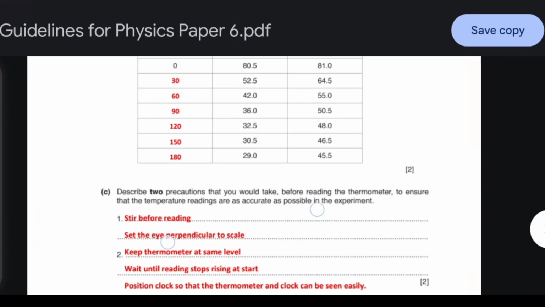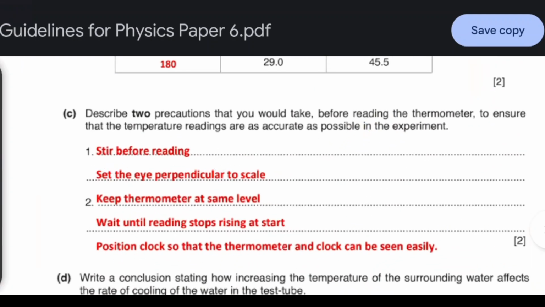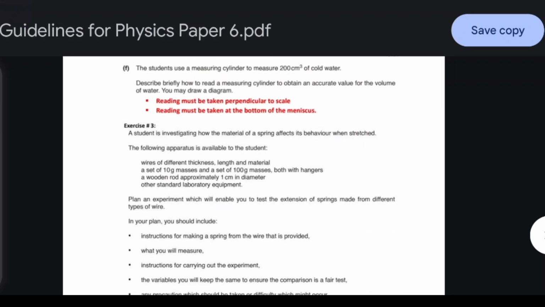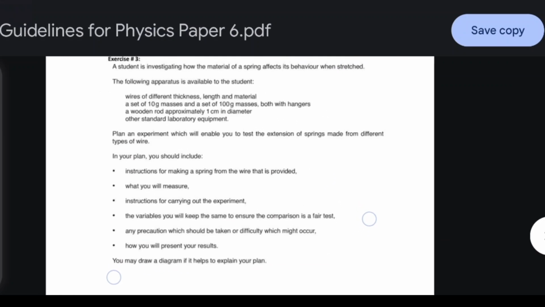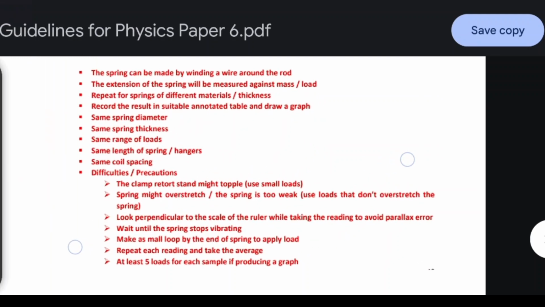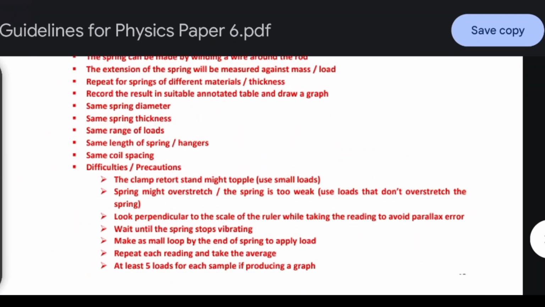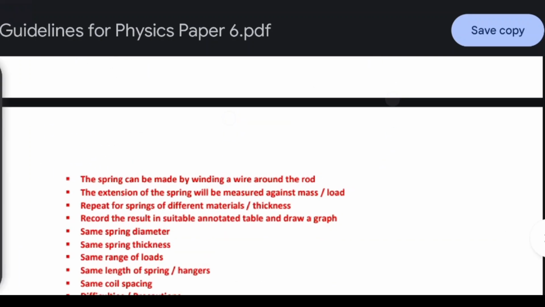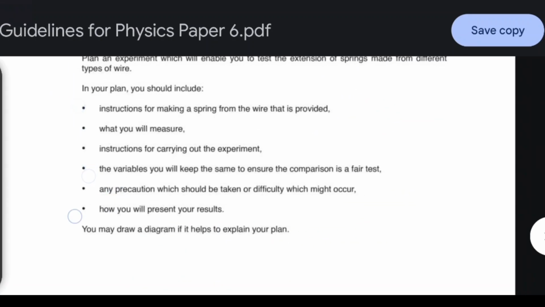Look over here. How can you check the temperature? Stir before reading. Wait for it to rise. We've seen all of these questions, so I would like you all to go through these. This is plan an experiment for the spring. The spring must be wired. Repeat, what is the procedure, what are the precautions, all that. Because it's easy, you have already been given the tips. Make sure you write all of them. Proofread your answer after you're done to check you have included all these tips.